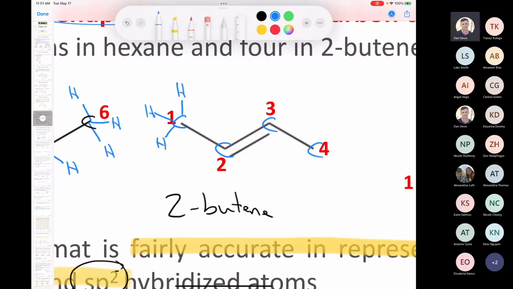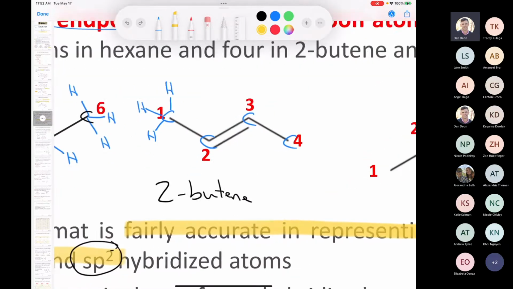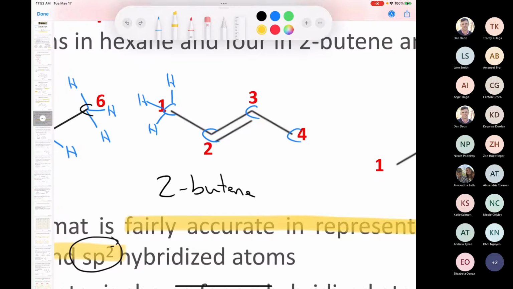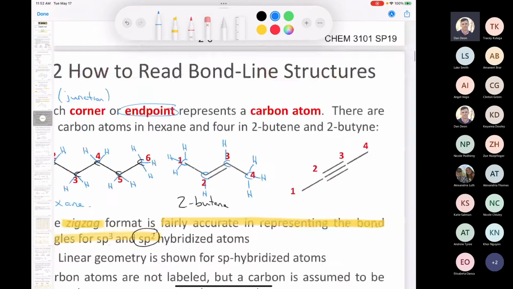On carbon number 2, it has 1, 2, 3 bonds. How many hydrogens are missing that are implied on carbon 2? Exactly. There's 1 hydrogen implied here, 1 hydrogen here, and 3 hydrogens over here. So that would be our bond line structure for 2-butene.